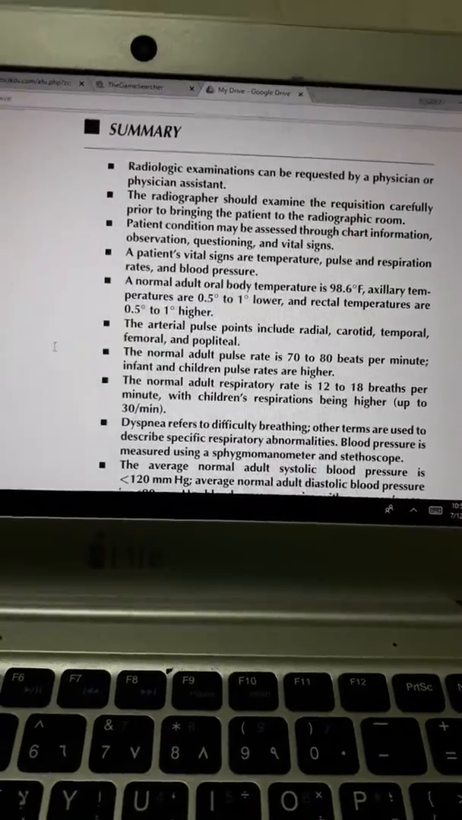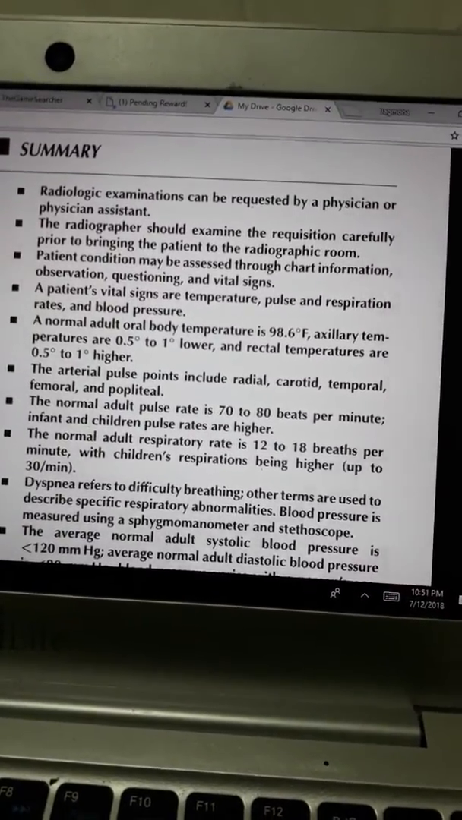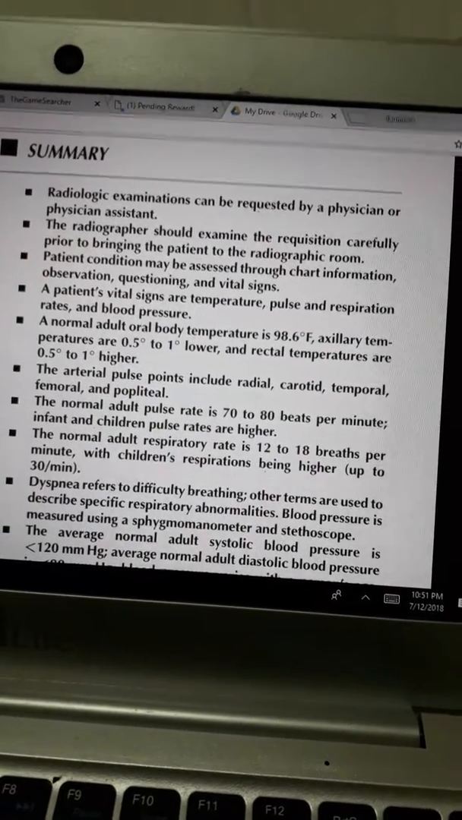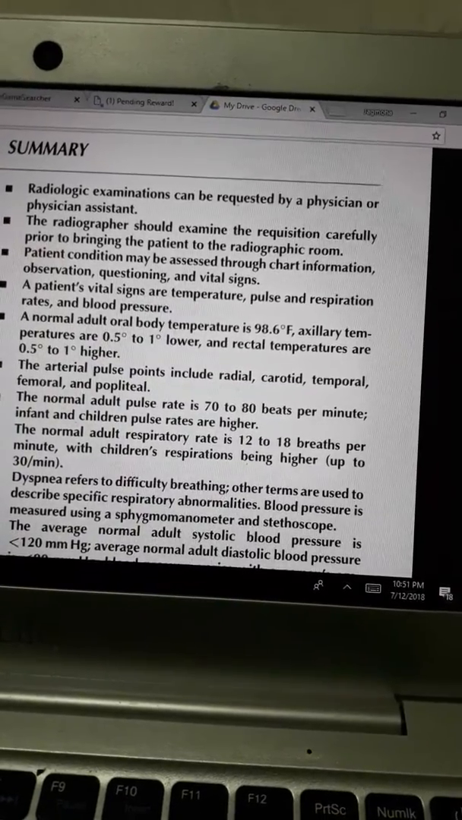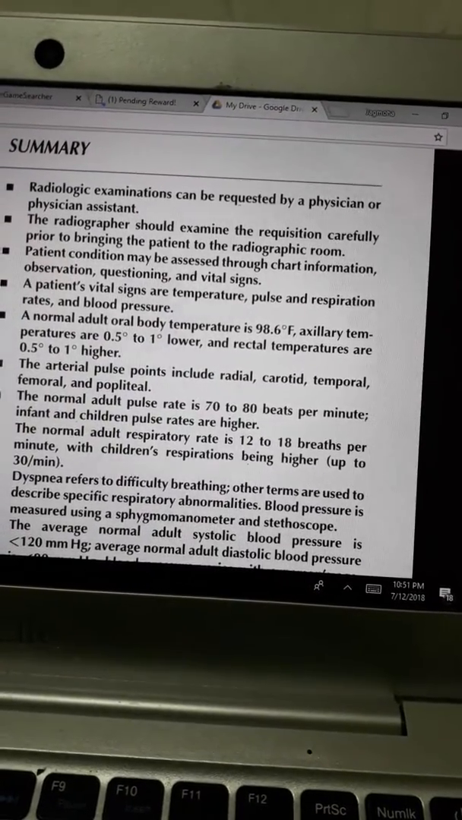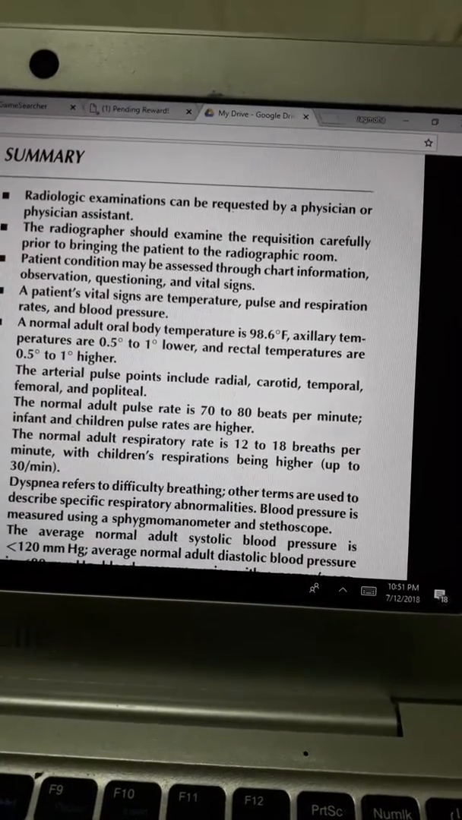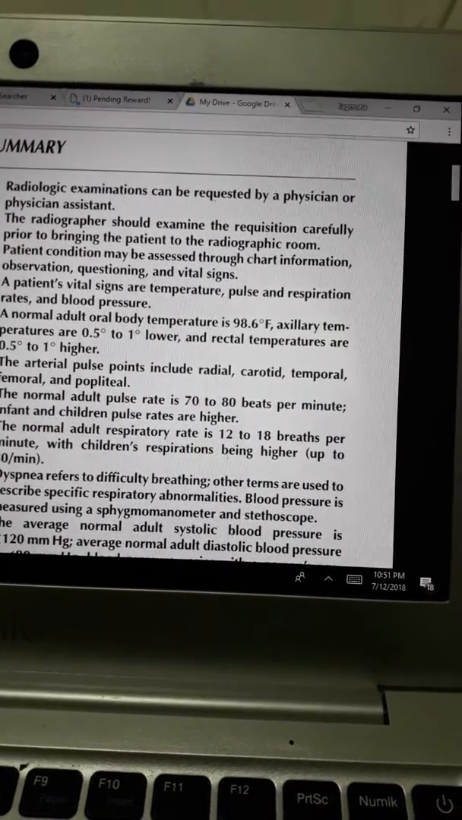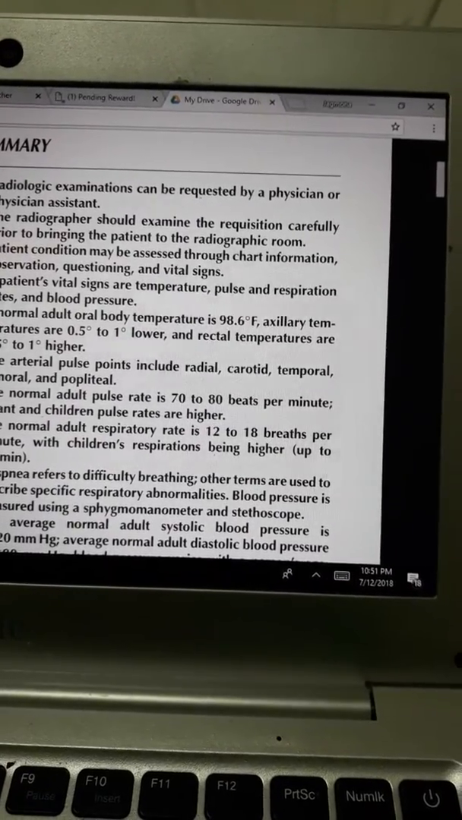Now another summary. Radiological examinations can be requested by a physician or a physician assistant. The radiographer should examine the requisition carefully prior to bringing the patient to the radiography room. Patient condition may be assessed through chart information, observation, questioning, or the vital signs. A patient's vital signs are temperature, pulse and respiration rate, and blood pressure.